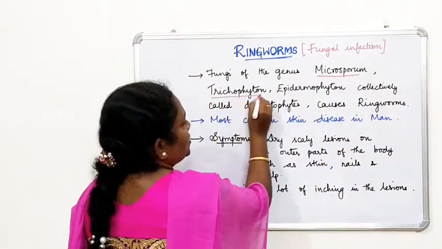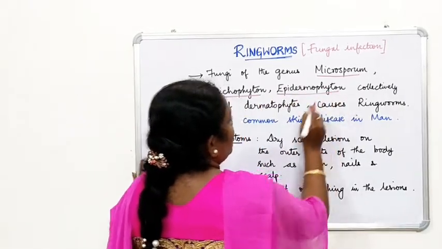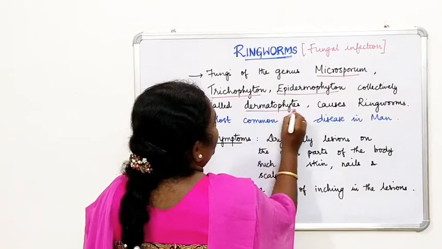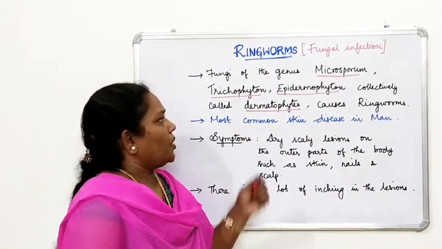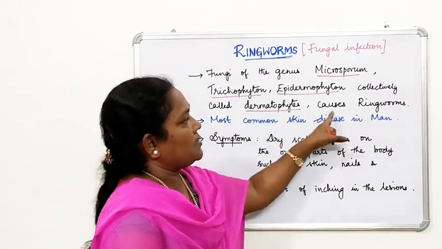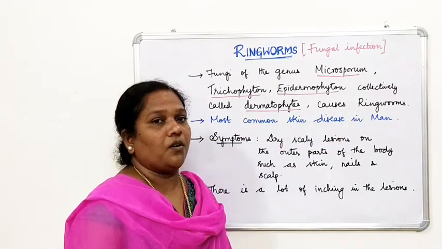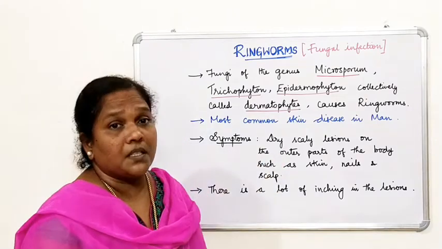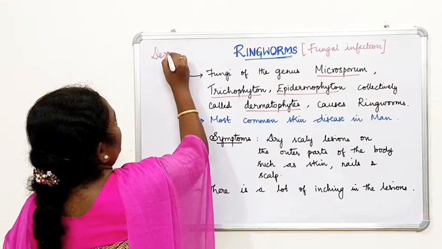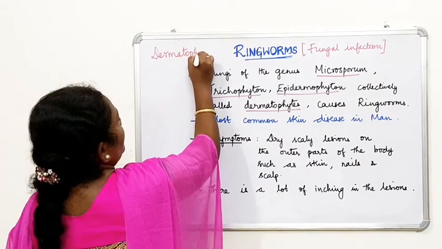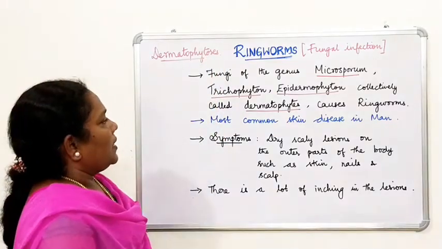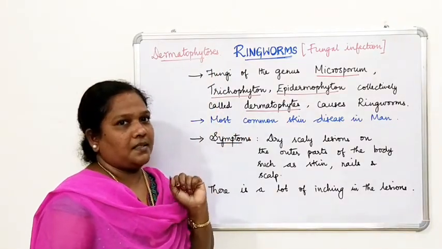And Trichophyton and Epidermophyton. All these fungi are collectively called dermatophytes. So what are these collectively called? Dermatophytes, right? These cause ringworms. All these species cause ringworms. So this ringworm is otherwise called dermatophytosis. Dermatophytosis, right? And this is the most common skin disease in man.